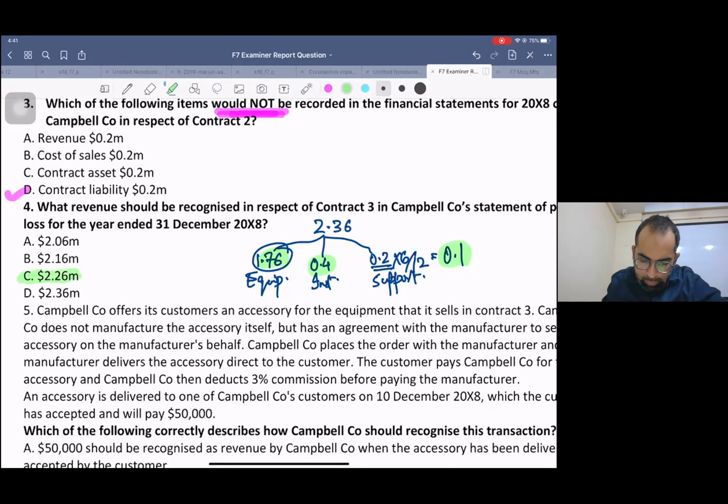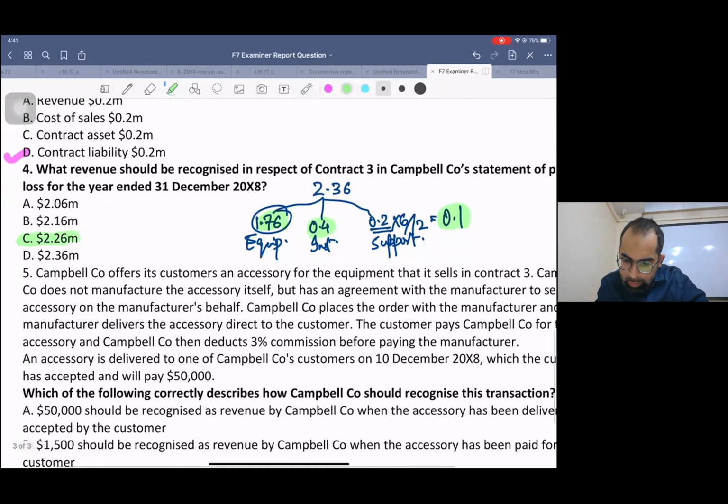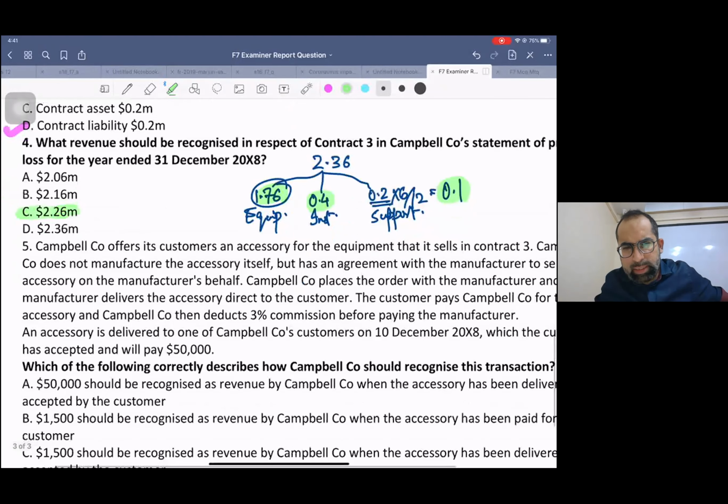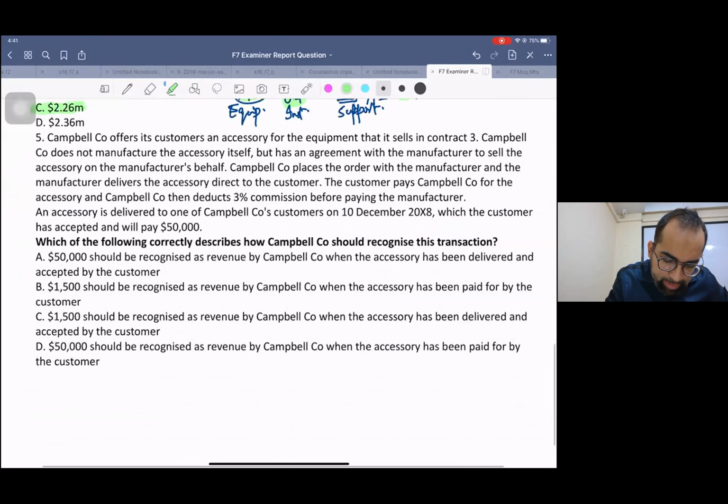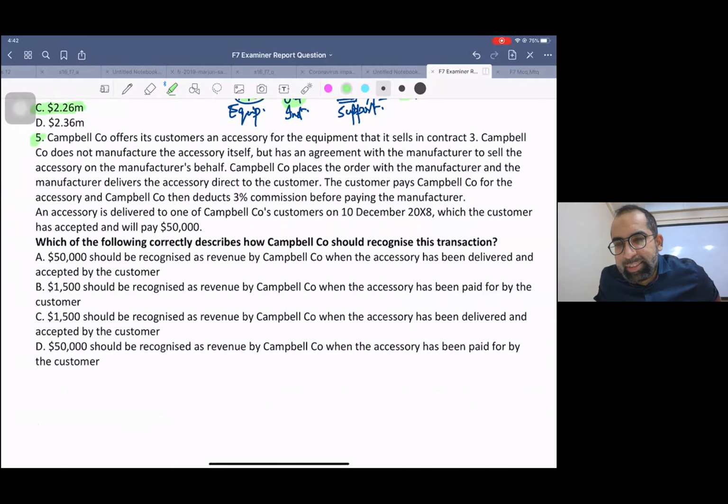Okay, now the point number 5. Point number 5 is totally easy, very easy. In my class, I sometimes say this loudly: if you have done F4, the law paper, you have studied that the right of agent is only commission. The right of agent is commission income.